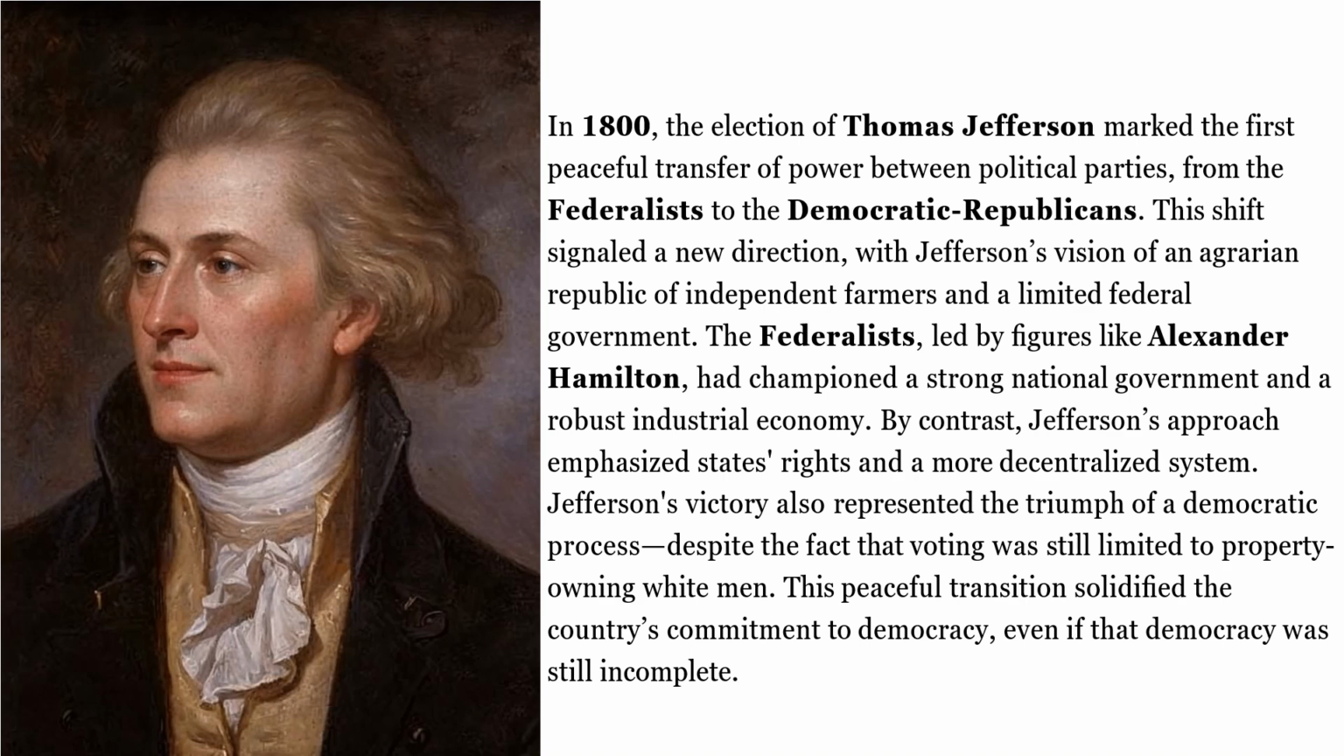In 1800, the election of Thomas Jefferson marked the first peaceful transfer of power between political parties, from the Federalists to the Democratic Republicans. This shift signaled a new direction, with Jefferson's vision of an agrarian republic of independent farmers and a limited federal government. The Federalists, led by figures like Alexander Hamilton, had championed a strong national government and a robust industrial economy. By contrast, Jefferson's approach emphasized states' rights in a more decentralized system.